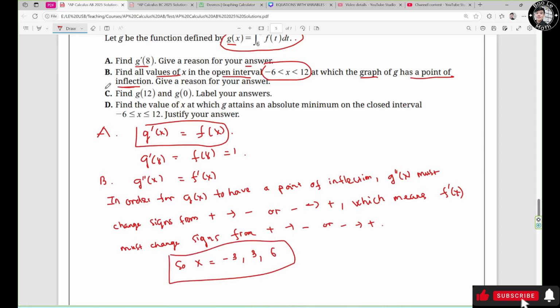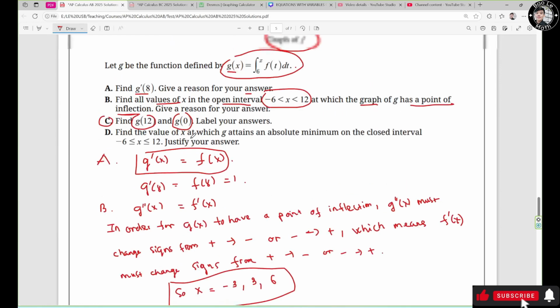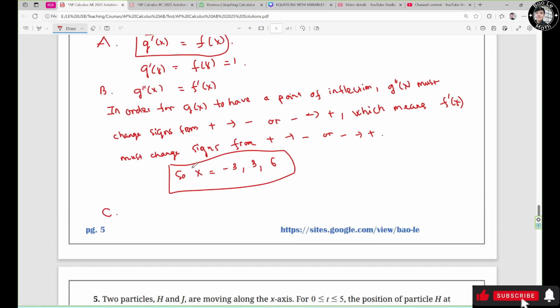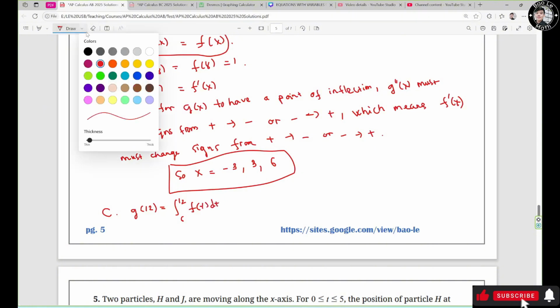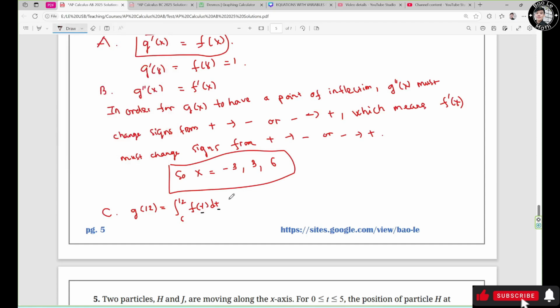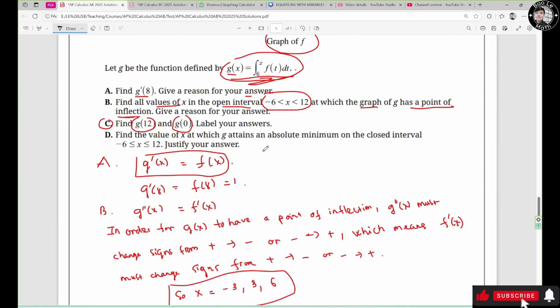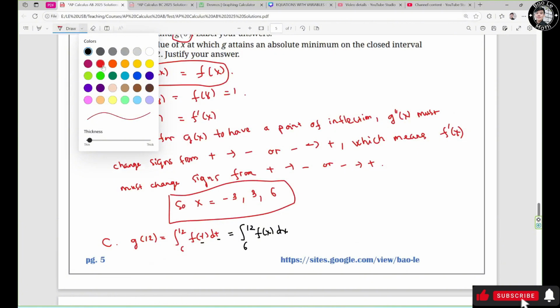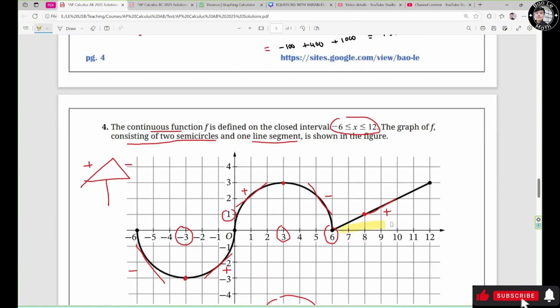Now let's move on to question C. Find g of 12 and g of 0. We have g of s equal to this guy right here. So g of 12 is going to be the integral from 6 to 12 of f of t dt. Since the variable is just a dummy variable, you can change this one to s, so the integral from 6 to 12 of f of s ds, so that you can use the graph right here. Now, 6 to 12 means this region right here.